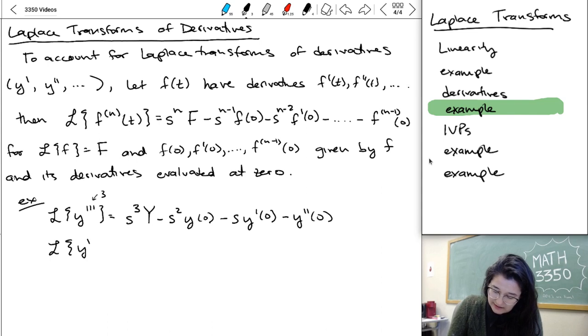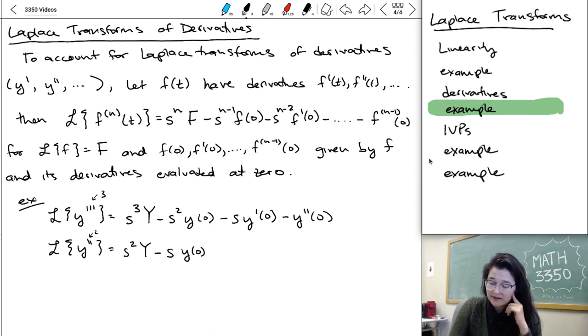To see another example, let's think about L of y double prime. So this is when we have the second derivative. That means I'm going to start with s squared multiplied by capital Y. I go down a power of s multiplied by y of 0. Go down again, but that means that s goes away, and I go up one more derivative of y to y prime of 0.